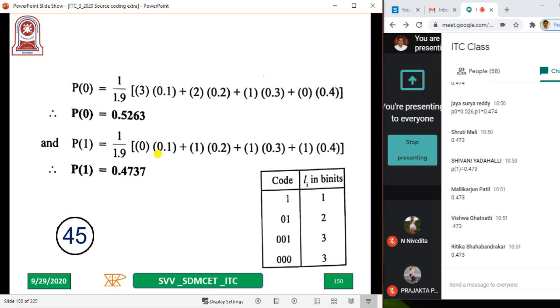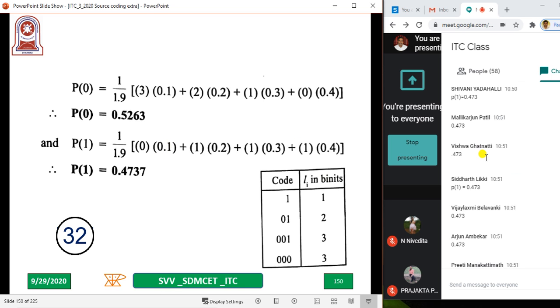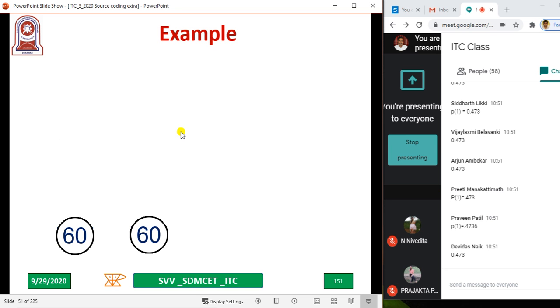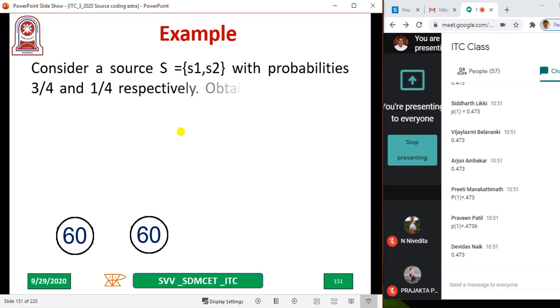And Vishwa, Mallikarjun Patil. Oh, after a long time I am seeing this name. Mallikarjun Patil, good. Vishwa. Ritika, she used to type less, 0.473. Siddharth, okay. Vijayalakshmi, good, 0.473. Some names I am observing now after a long time. A lot of gap is there, they didn't type. Preeti, okay, 0.473. Let us go to the next. Devidas, Praveen, they have typed 0.473, good. Arjun Ambekar, good, yeah, I'm saying this name, Arjun, very good. Devidas 0.473.